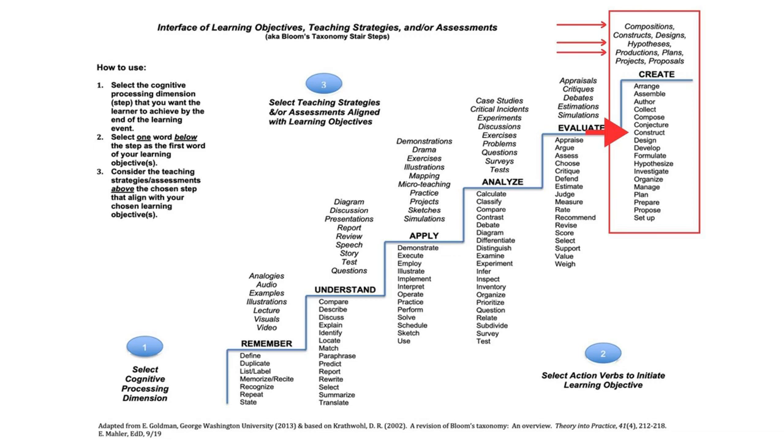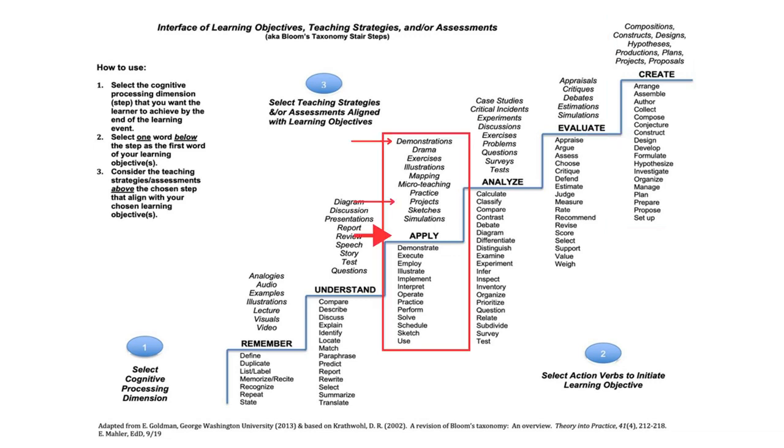For example, if you have chosen the apply cognitive processing dimension, a demonstration or a project used as your key teaching strategy may also be used as an assessment. At the same time, exercises might serve as an opportunity for learner practice before the assessment is given.